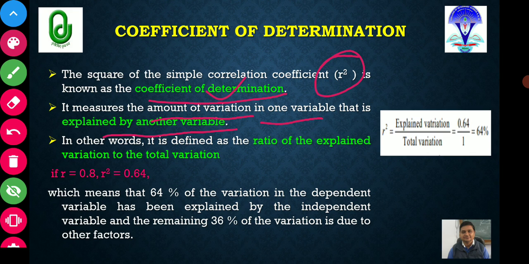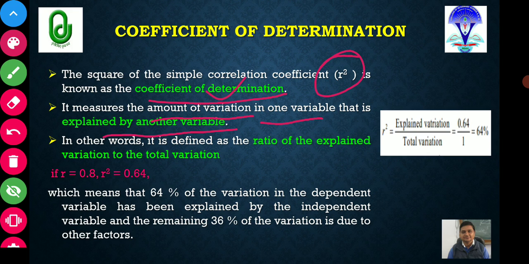That means suppose a dependent variable is y. So what amount of variation in y is due to another variable, that is x, the independent variable? What amount of variation present in y is due to x is determined by the coefficient of determination. That is why it is called the coefficient of determination. In a particular variable, how much percentage is contributed by another variable, that is called the coefficient of determination.